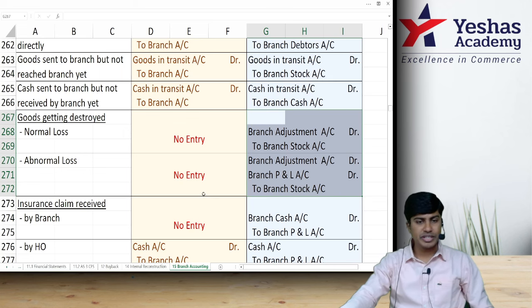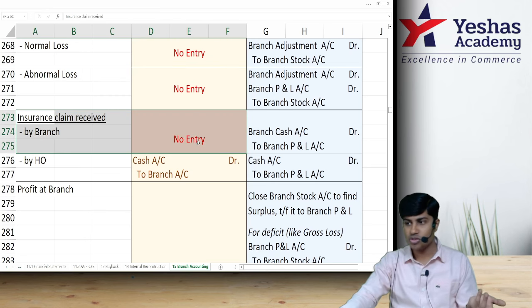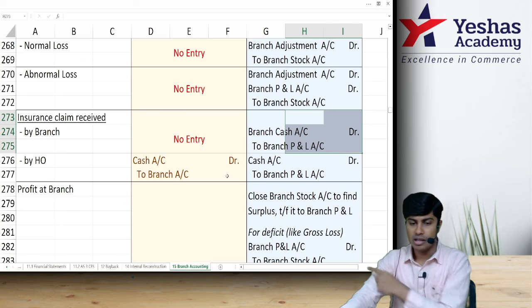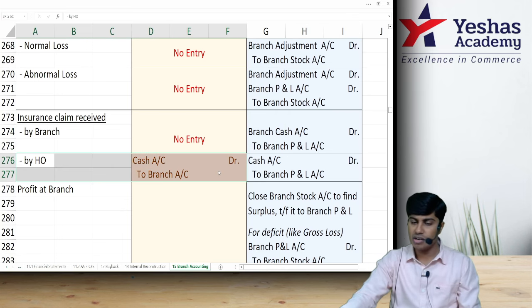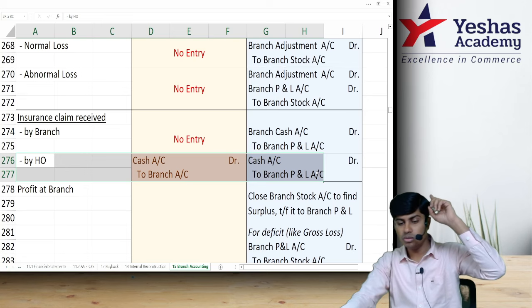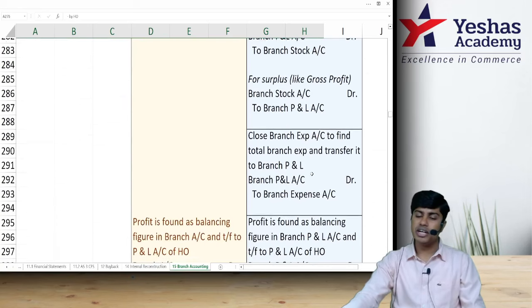And then we have insurance claim. If on this abnormal loss you have an insurance claim, and if the insurance claim is received by branch, head office will write no entry. In this case, we can still write branch cash to branch P&L. If head office receives it, it will write cash to branch under debtor system. Under stock debtors, it will write head office cash to branch P&L. Understood? Ultimately, all of this is done to determine profit.